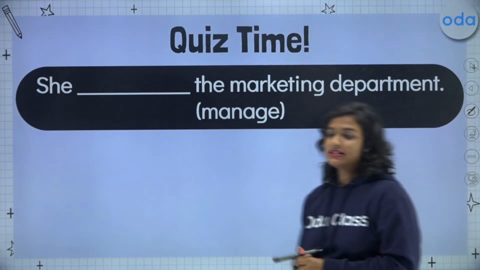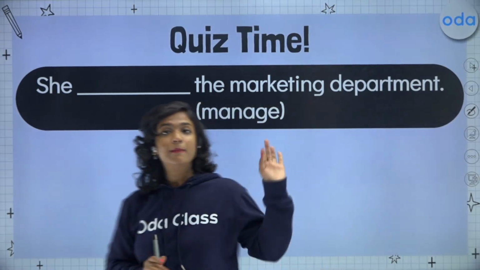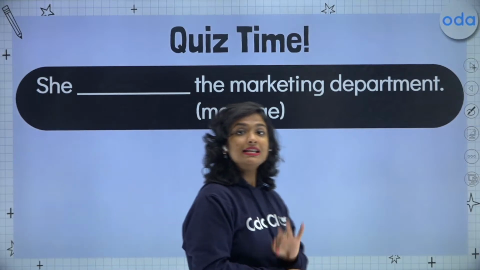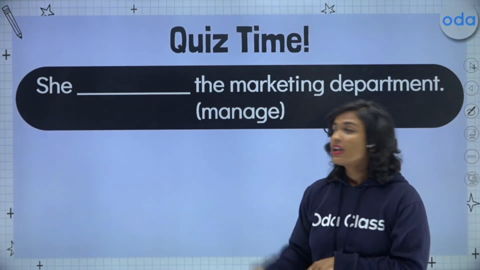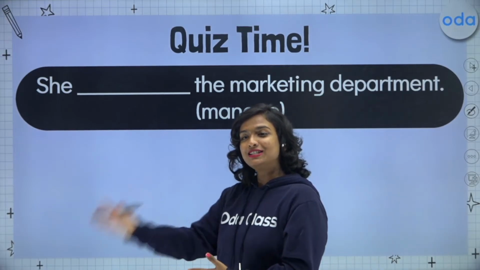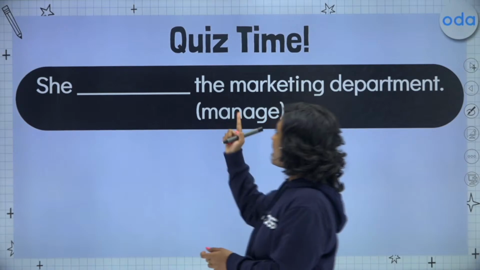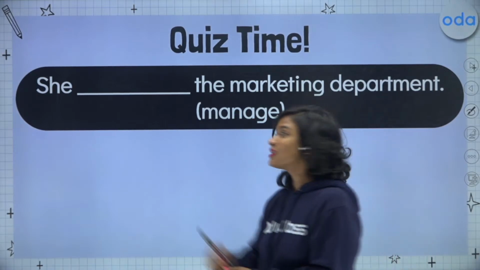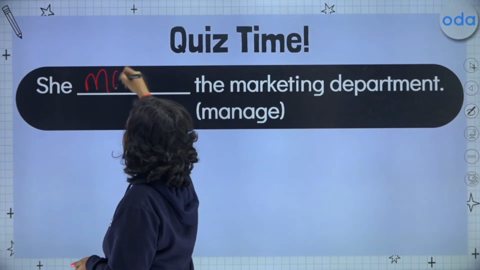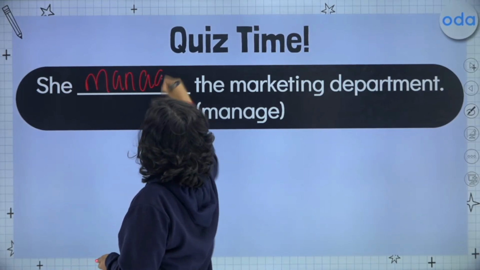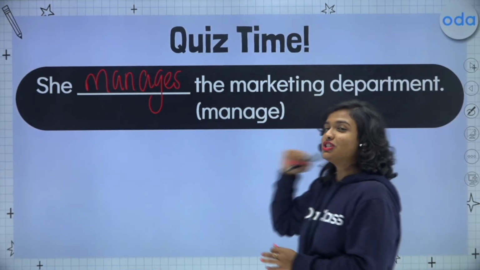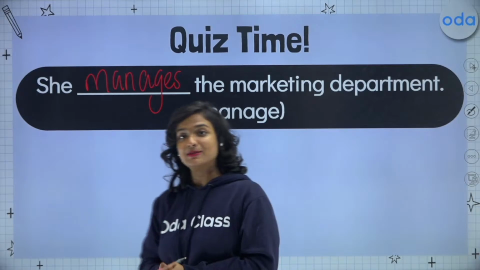All right, last up. She blank the marketing department. And the infinitive to be used is manage. So this is a long-term situation, right? True in the present, true for the foreseeable future. Our infinitive is manage and our subject is singular. So what do we do, students? We add an S at the end of our infinitive. She manages the marketing department.